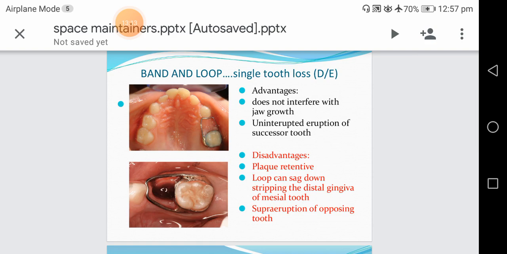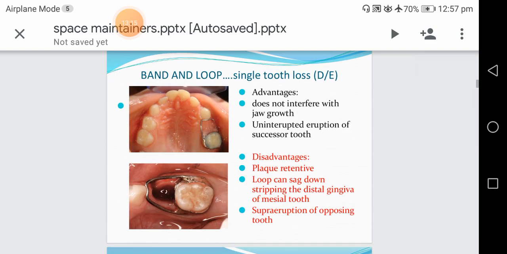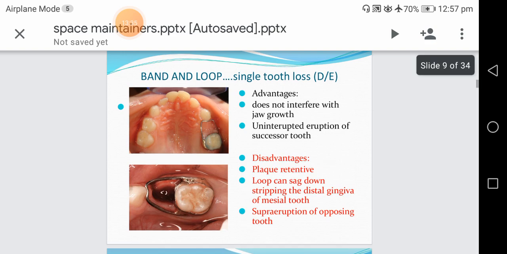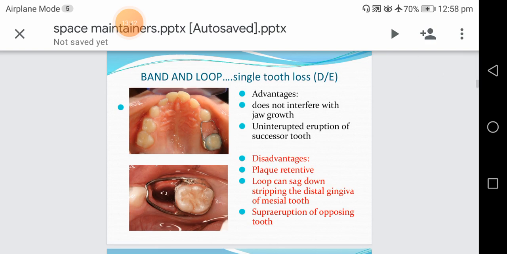Like any other fixed appliance, this band and loop is also plaque retentive because the band we are fixing onto the distal most tooth, the band portion we are luting to the distal most tooth, that area acts as a plaque accumulative area. Now the loop, see in the picture, the loop is resting on the contact area of the canine. See the position of the loop in the picture. It is resting on the contact area of canine, but that loop doesn't have any attachment.